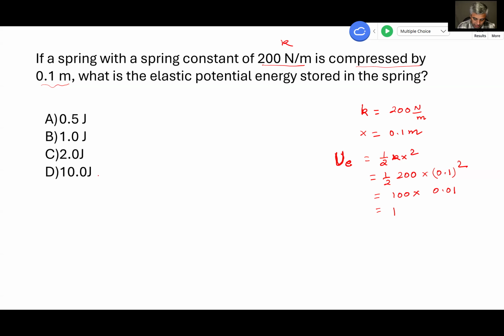So it looks like those of you who chose 10 basically forgot to square it. And if you chose 2, probably you forgot to divide by half. Okay, so that's what happened.